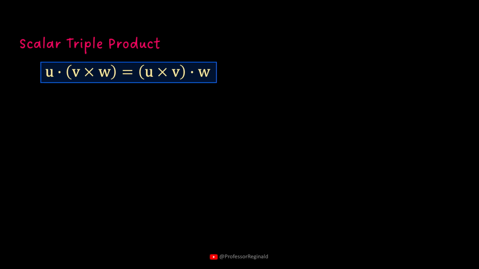Meanwhile, recall that the dot product of orthogonal vectors is 0. Because u is orthogonal to the cross product of u and v, the dot product of u and the cross product of u and v is equal to 0. Likewise, because v is orthogonal to the cross product of u and v, the dot product of v and the cross product of u and v is equal to 0.